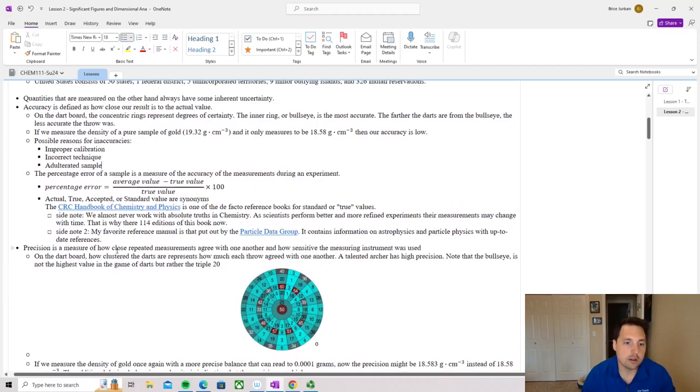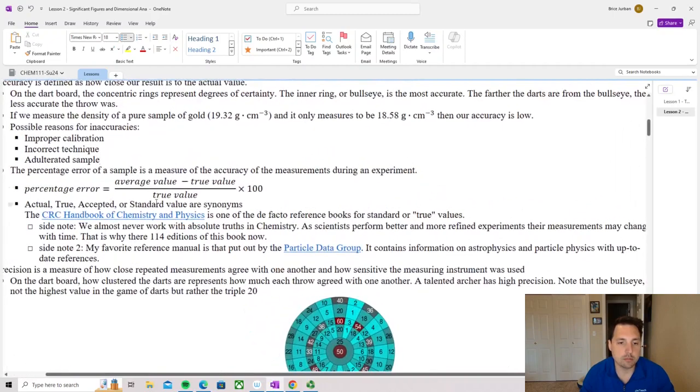When we go to report this value, it's often easier to present it as a percentage error. Knowing how to write the percentage error correctly is important, and what that exactly means. So we'll take the average of all the values that we measured. Say we took the density of gold and measured it 3 times, and we got 18.58. That would be our average value.